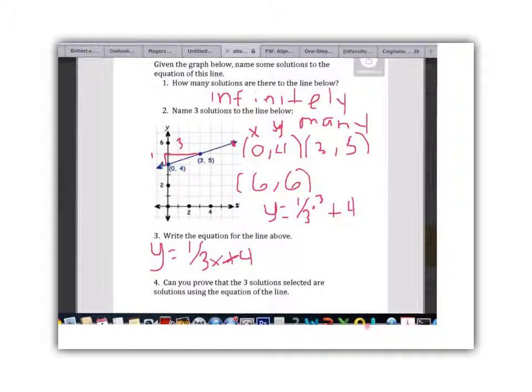And then the last check would be y = 1/3 times 6. Well, 6 divided by 3 is going to be 2, and then you add 4, and 2 plus 4 is going to be 6, so the last solution also checks.